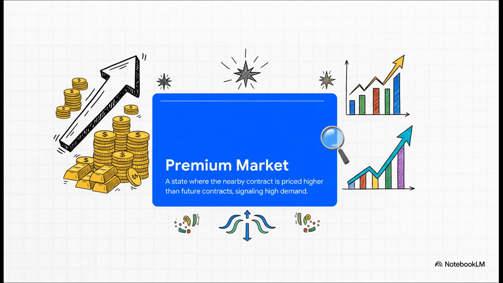But now, let's talk about the flip side. This is where things get really interesting. It's called a premium market. This is the abnormal state. It's the market screaming at you that the demand for the commodity right now is so intense that people are willing to pay more for it today than for that same thing delivered in the future.